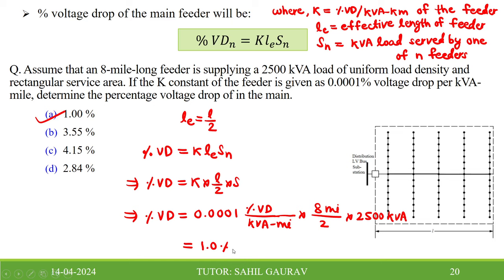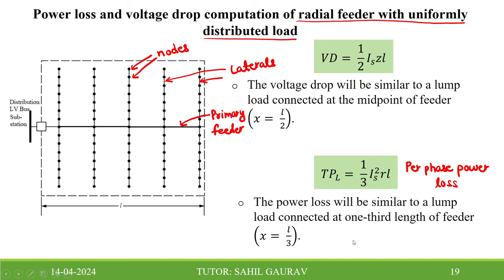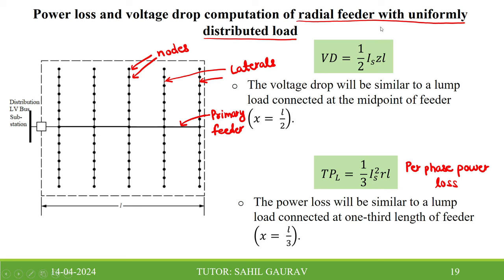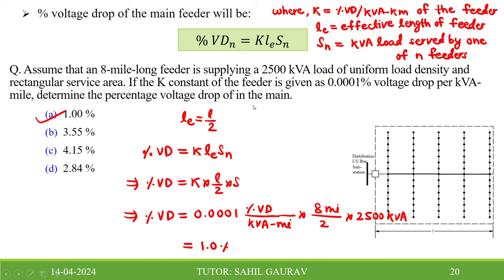Sir, you have used L by 2 here. Why, sir, in the formula K LE? I told you, for a rectangular service area, for a radial feeder with uniform load distribution, the effective length is L by 2. If you have a rectangular service area and uniform load density, then you have to take LE as L by 2, because you can assume all the loads lumped at a distance of L by 2.